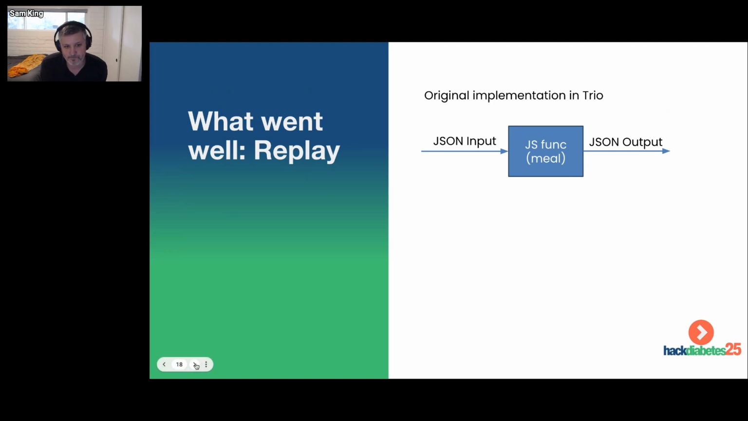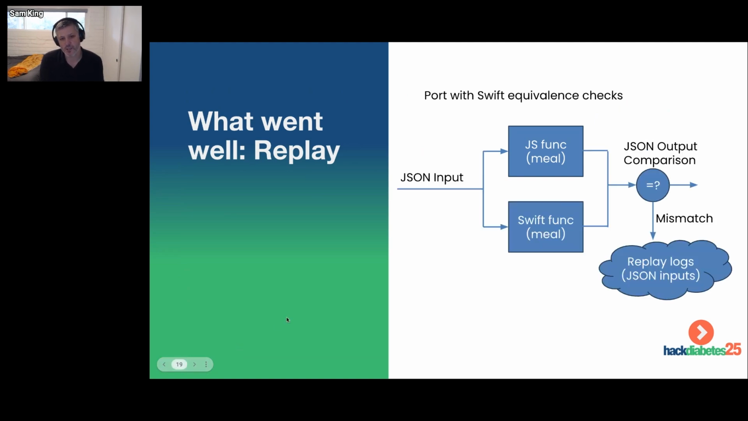Next slide, please. What we did is we built a system where we run both a JavaScript implementation of a function and then the equivalent Swift implementation of the same function, and we run them side by side. We compare the results of the two, and if we see any inconsistencies, we take the inputs that were used in these algorithms and log them up into the cloud. Next slide, please.